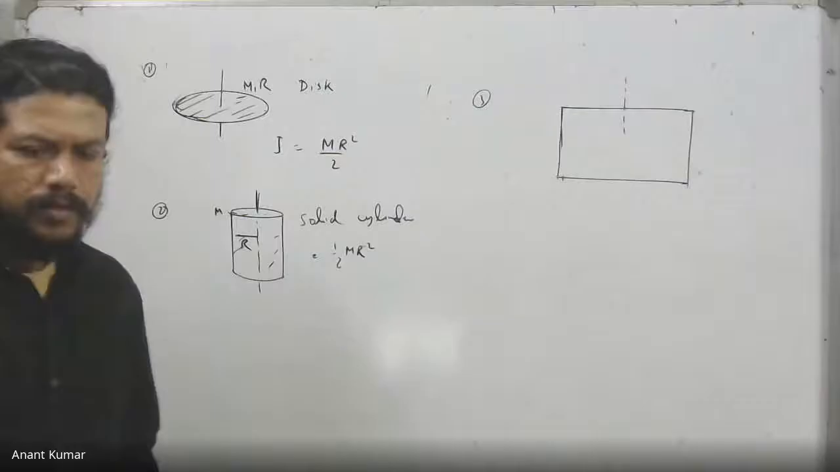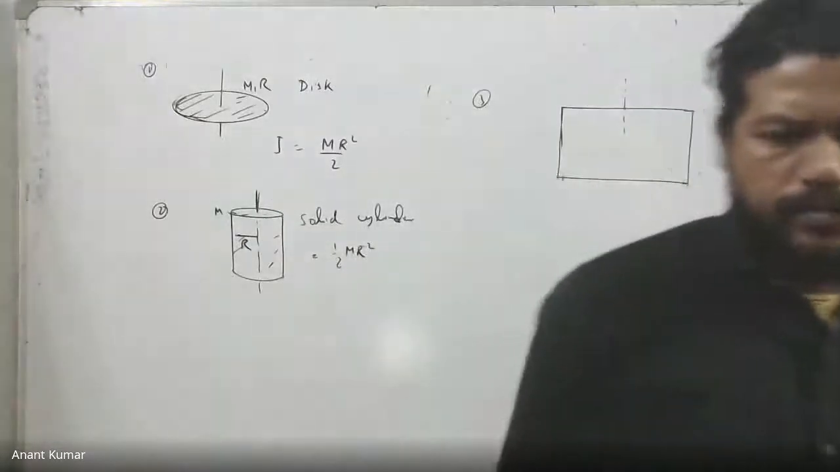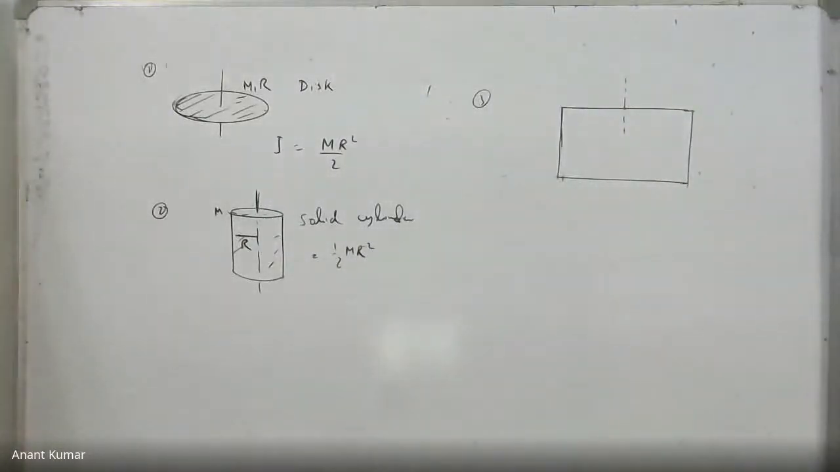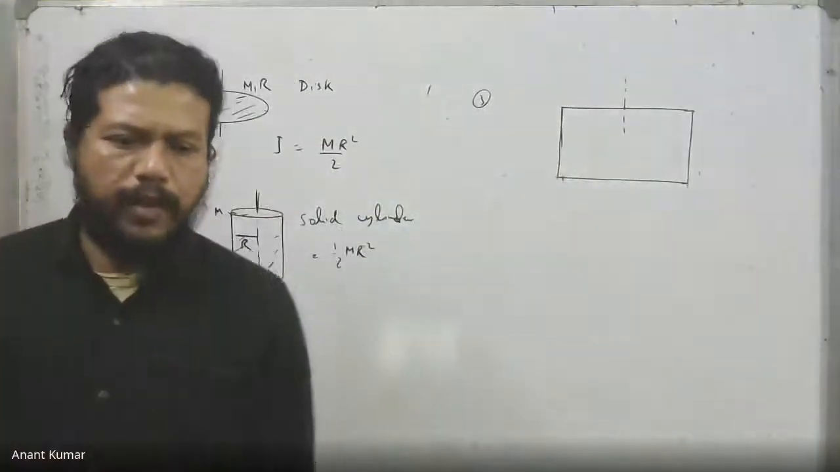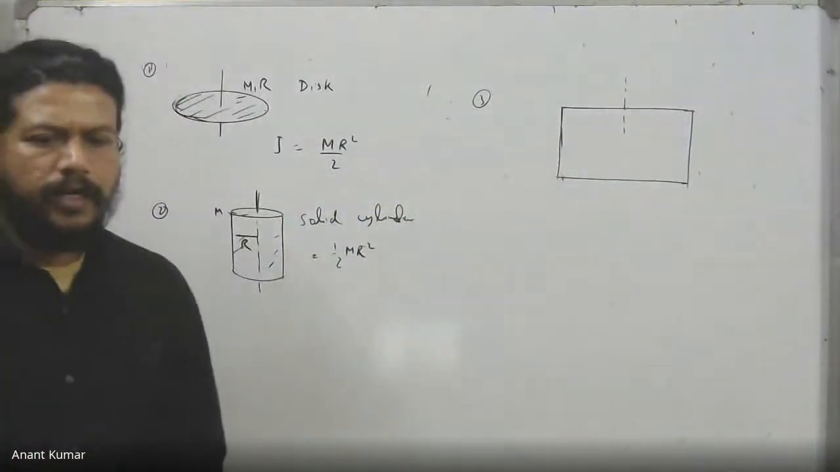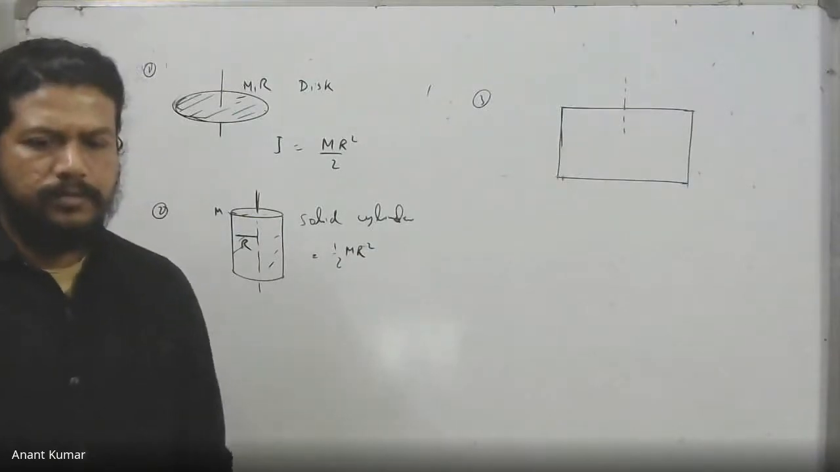Sir, for a hollow cylinder, it will be MR square, no? Yes, that'll be m r square, the same as a ring. Whenever all the mass is located at the same distance from the axis, it's always m into distance square.